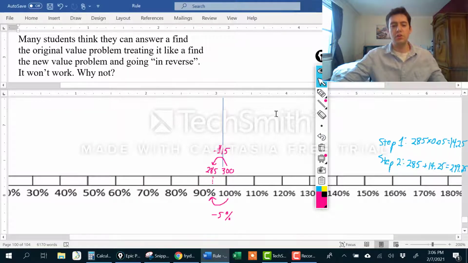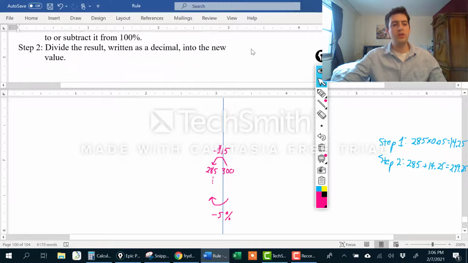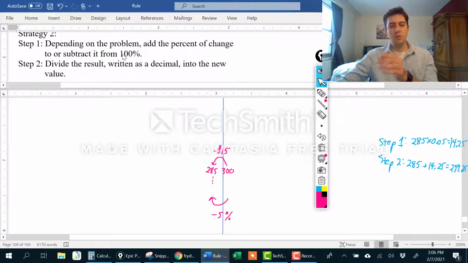But what you could do is, like we did before, use the strategy where we take 100% and then add or subtract depending on the problem, and then we take the new value and divide it by the result that we got in step 1. But I explained that a few minutes ago already, so you can just rewind the video to watch that again if you need to. And that's it.